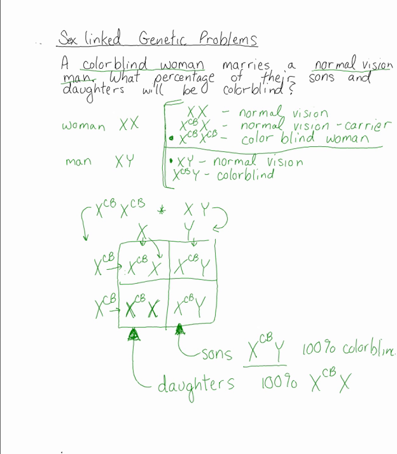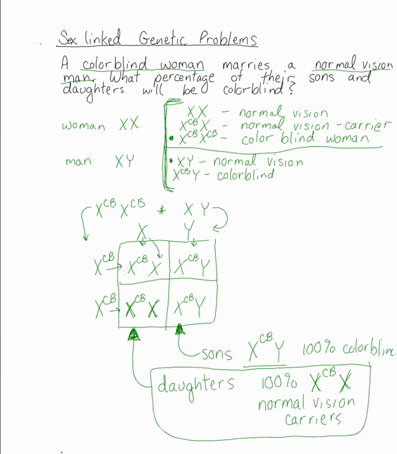And what about our girls? We have XCBX here. If we go back up to our chart explaining all the different kinds, these guys are going to be normal vision, but carriers. Okay, so our daughters are 100% normal vision carriers. Our sons are 100% colorblind.